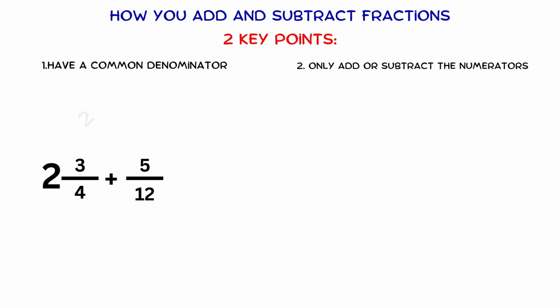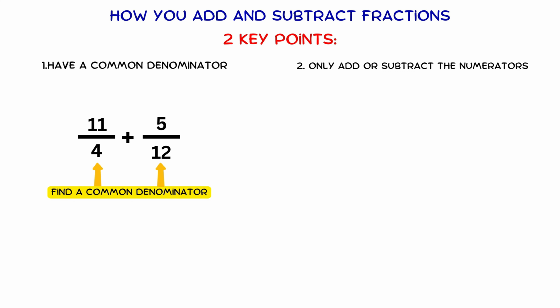So, in this first one, we're trying to add 2 and 3/4, which is a mixed number, to 5/12. The first step is to convert 2 and 3/4 to its improper fraction form, which we do by multiplying the 2 by the denominator of 4 to get 8, and then adding that 8 to the numerator of 3 so that we get rid of the 2, and just have 11 over 4.